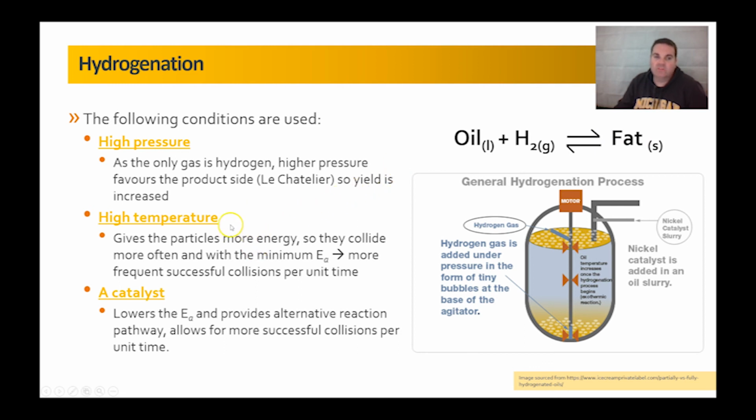We also use high temperature to increase the rate of a reaction, and we use that nickel catalyst, as you saw, to also increase the rate. So this is an actual general hydrogenation process container. You've got your oil in here, you add your hydrogen gas in under pressure. You stir it around to mix the oil and the hydrogen gas. Hydrogen adds across the double bonds. You get your fat in there, and once it converts into your fat, you can then just separate it out from the liquid.